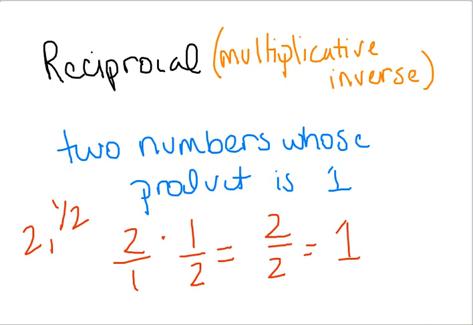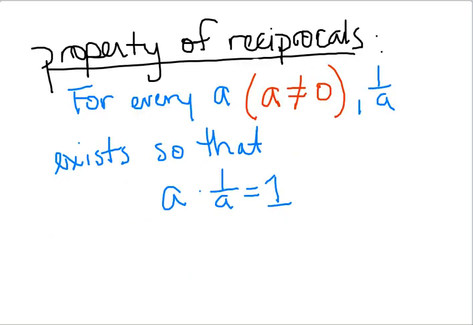So we can put that in a more generic way by using a property of reciprocals and giving it some kind of formalized definition. So if we put this formally, the property of reciprocals says for every a, and then in bright red I have a not equal to 0, 1 over a exists so that a times 1 over a equals 1.